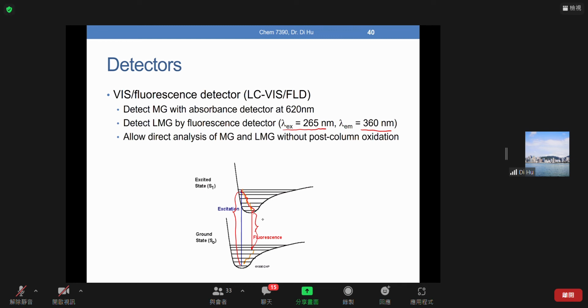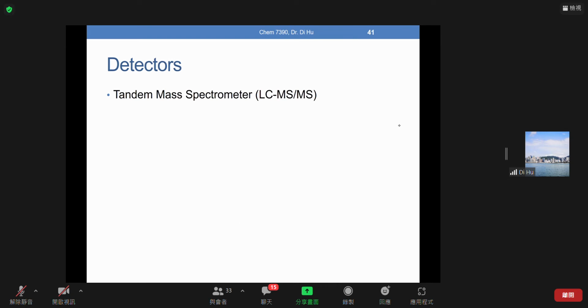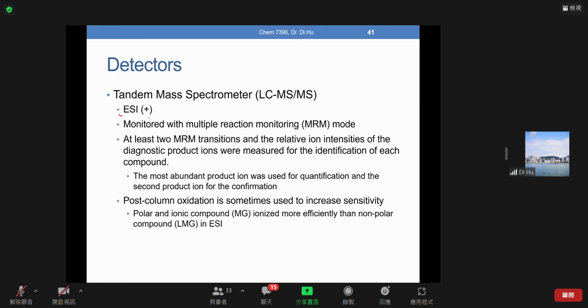And for this one you're just directly using a visible spectrometer and then the fluorescence detector to do the analysis, and fluorescence can be quite sensitive as well. And then LC-MS. We mentioned why it has to be ESI positive, right? And then to make it even more sensitive, we can do the MRM mode, multiple reaction monitoring mode.